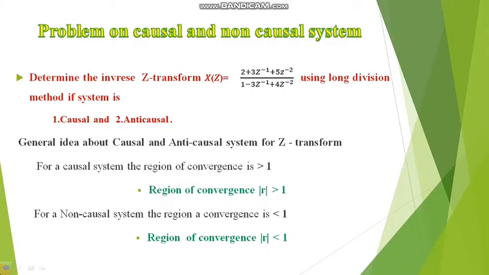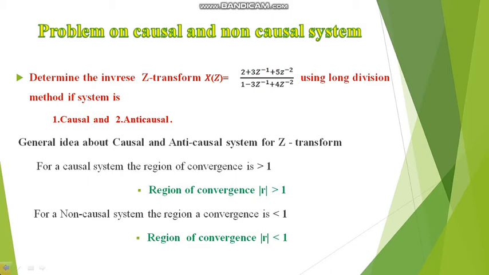I'm Bharat. My roll number is 18209, and I am going to present a topic on inverse Z transform, a problem and a solution for the causal system. This is the problem given to us: determine the inverse Z transform of x of z using the long division method for both causal and anti-causal systems. I am going to explain the solution for the causal system.